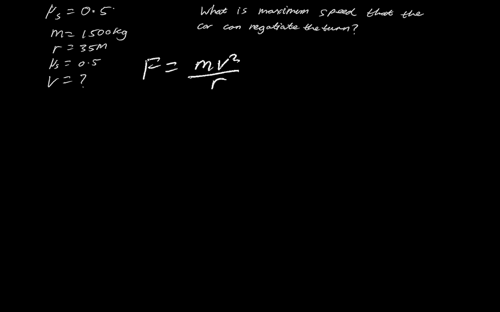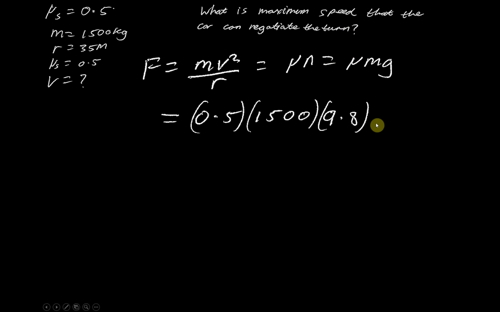So F is equal to mv squared over r. But it isn't quite that simple. Not only is F mv squared over r, it's also mu n, which is equal to mu mg. So we're saying we have to balance the centripetal force with the frictional force. So if you thought you weren't going to see frictional force again, think again. So mu mg here is going to be 0.5 times 1500 kilograms times 9.8. That gives us 7,350 newtons.